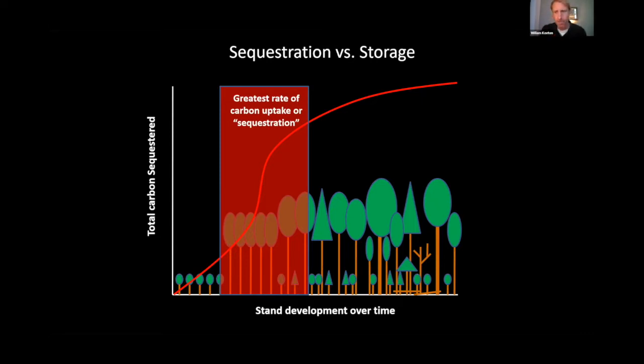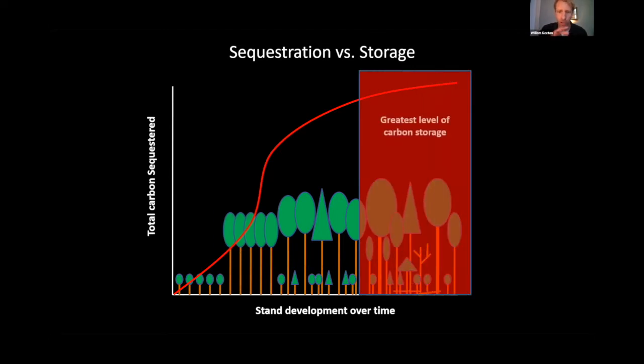But that's uptake. That's quite different from storage, which is the other key aspect of the carbon cycle for us to understand, which can be thought of as basically the product of sequestration past. It's the outcome of all the sequestration work that forests have been doing for us over preceding decades. So carbon has been sequestered and now it's stored in biomass above and below ground. And this particular function tends to reach its highest level in more mature and older forests, at least in temperate systems, that have a higher degree of structural complexity.